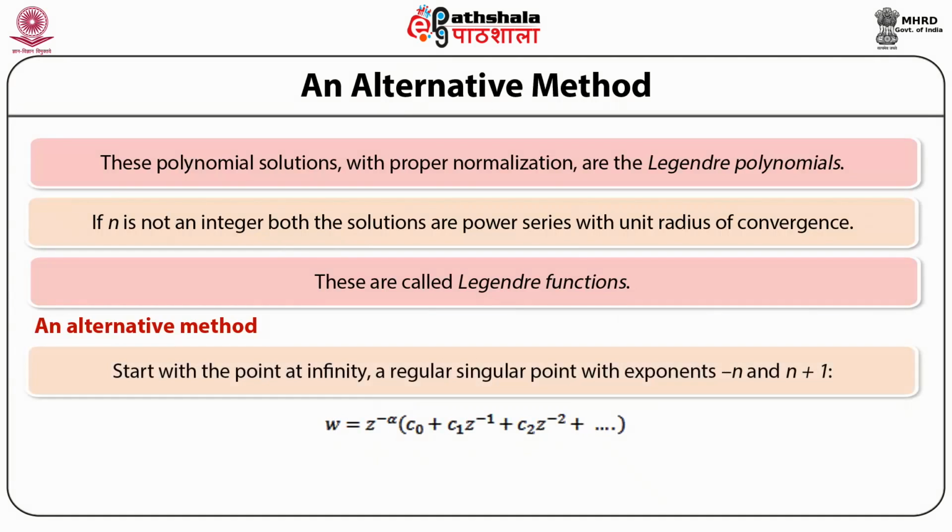Here, we could have started with the point at infinity, which is a regular singular point with exponents minus n and n plus 1. In that case, we attempt a series solution of the form w is equal to z raised to power minus alpha into within the brackets c0 plus c1 z raised to power minus 1 plus c2 into z raised to power minus 2 plus and so on, brackets close.